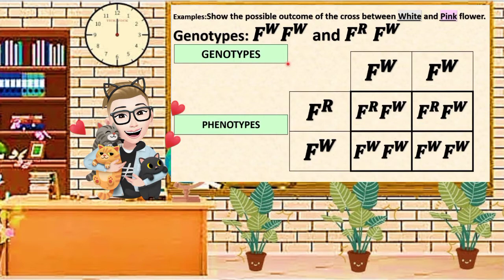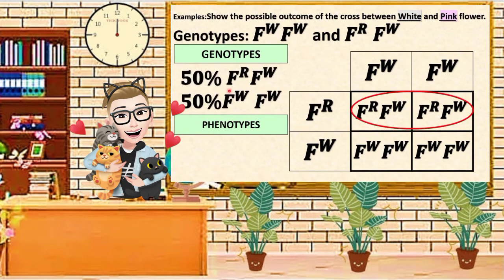So, we have here the result. As you can see, there are 2 boxes having the same genotype, which is FR and FW. And another 2 boxes is FW and FW. So what is the genotype? The genotype is 50% FR and FW and 50% FW and FW.